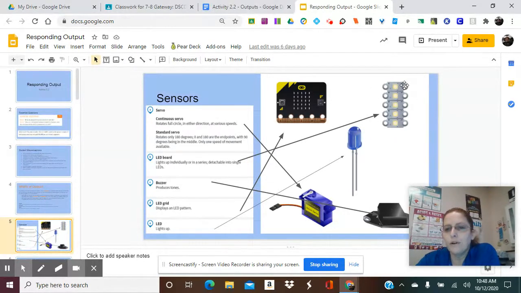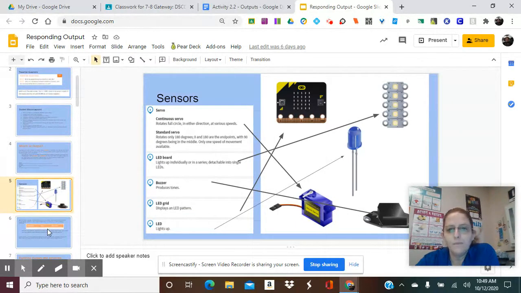We have our LED board. If I were to attach my lights or my alligator clips to this, then they're going to blink for me. Then I also have a buzzer. A buzzer looks like just a little black box with a very annoying sound that comes out of it. You guys will figure that out real soon. Our LED grid, we already know, is on our microbit, and then our LED light is just a light, much like the photocell sensor that we learned about last time. So those are the components that you will be playing with this week in class.